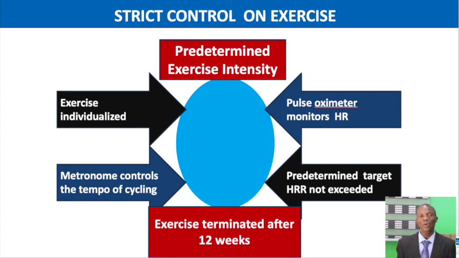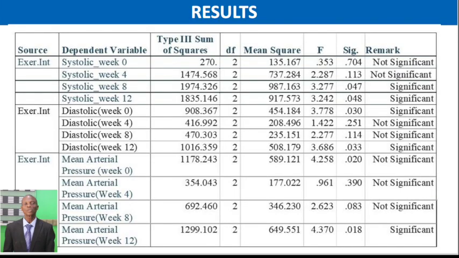At the end of the 12-week intervention period, results show the following. After 4 weeks, there was no significant reduction in either systolic blood pressure, diastolic blood pressure, or mean arterial pressure. But by the end of the 8-week intervention period, systolic blood pressure showed significant reduction, but not diastolic blood pressure and mean arterial pressure. But at the end of the 12 weeks, when the study ended, there was significant reduction in all the three parameters measured: the systolic blood pressure, diastolic blood pressure, and mean arterial pressure.